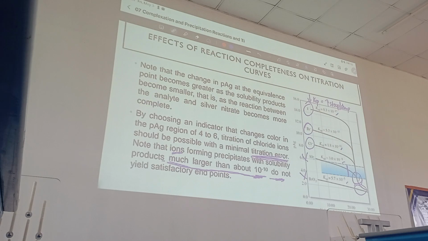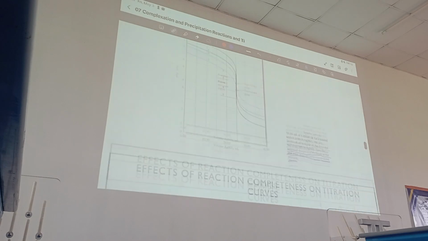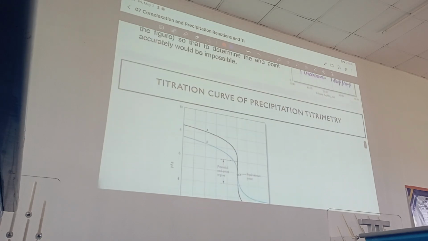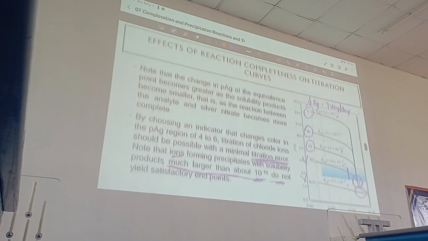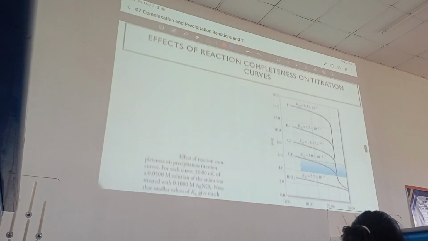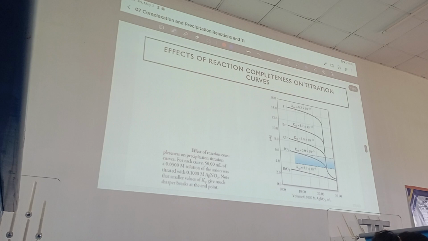Okay? So again, to review: the higher the concentration, the steeper and sharper the titration curve, therefore the more pronounced the equivalence point. It also depends on reaction completeness based on Ksp. The smaller the Ksp, the steeper and sharper the curve, and at the same time the more pronounced the equivalence point. And that will be all for our discussion.